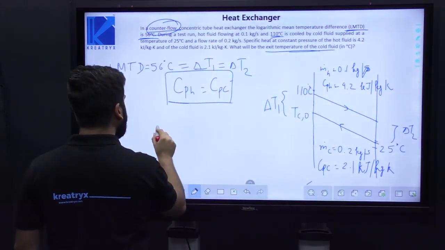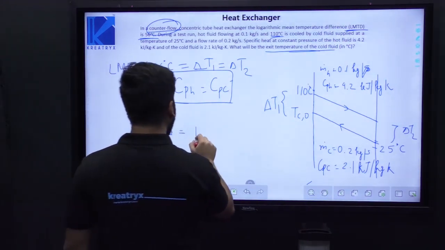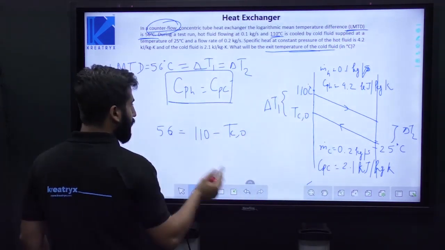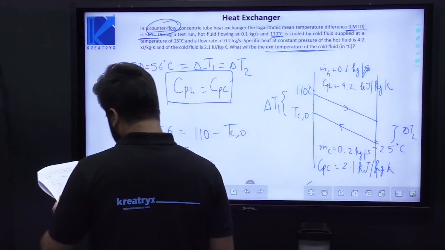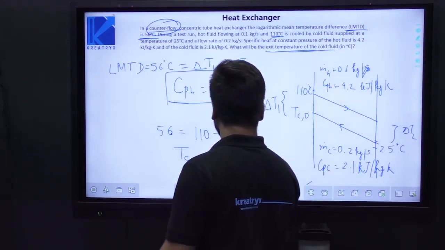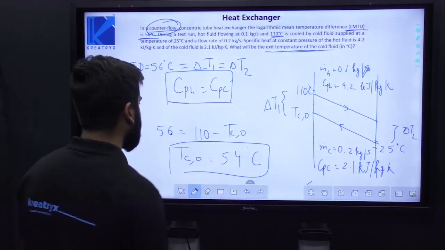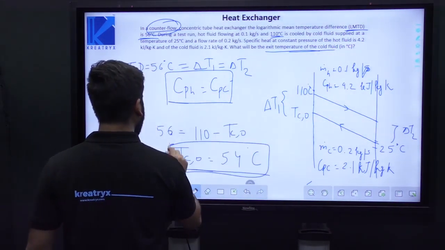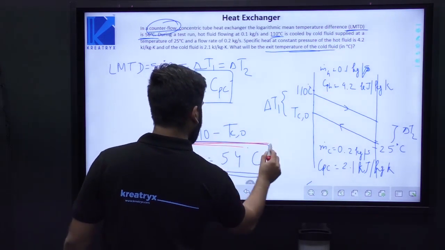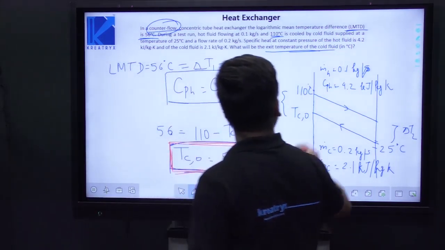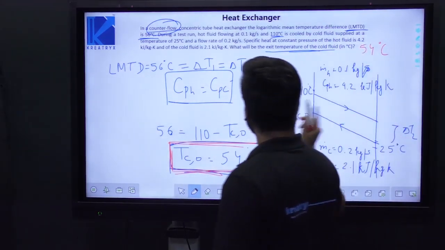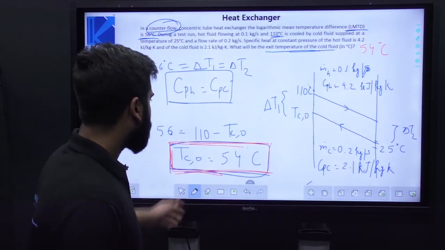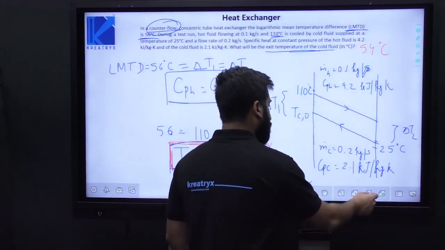So delta T1 is equal to 56 degrees Celsius, and this will be equal to 110 minus T_co. This type of question does come in the GATE exam and other relevant exams. So T_co is 54 degrees Celsius. Okay, this is the answer. You can even find the outlet temperature of the hot fluid, because you have LMTD and delta T1 is equal to delta T2 is equal to LMTD. So you can find that also. Let's move on to the next question.